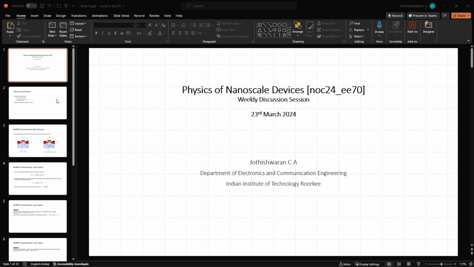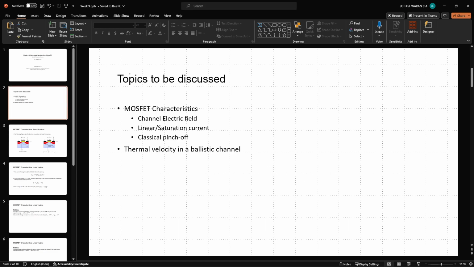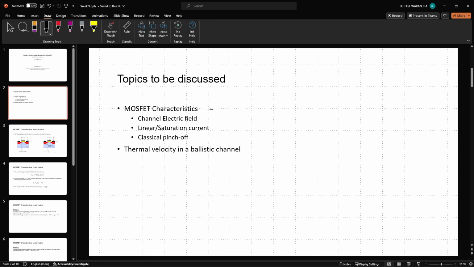So, today's session will be a direct continuation of what was discussed last week. Our entire discussion is going to be about MOSFET characteristics. When I say MOSFET characteristics, I'm primarily referring to characteristics in the linear and the saturation regime. These are the only places that we are concerned with, because last week more or less we established what are the conditions required for a MOSFET to move from the cutoff regime to the active regime.